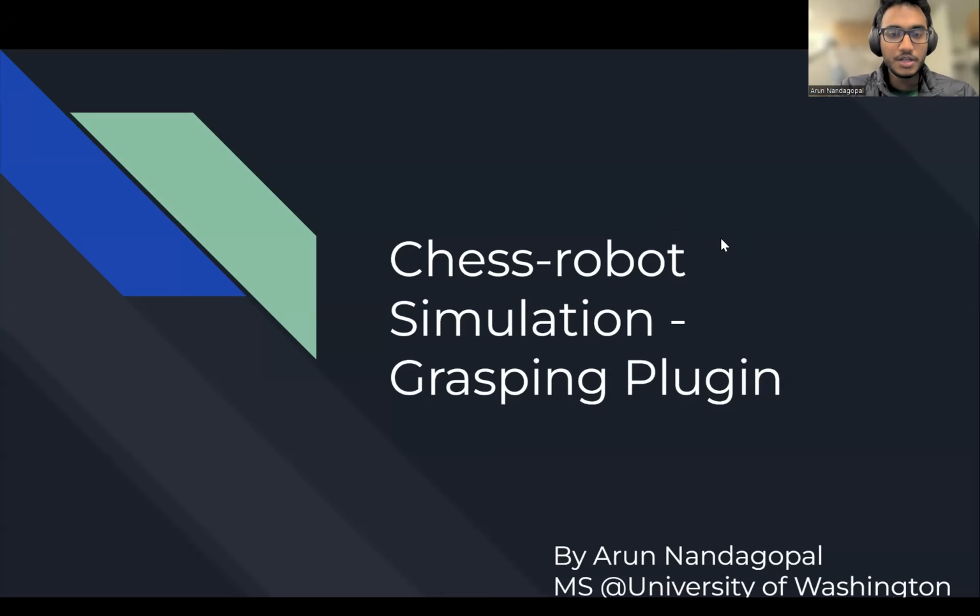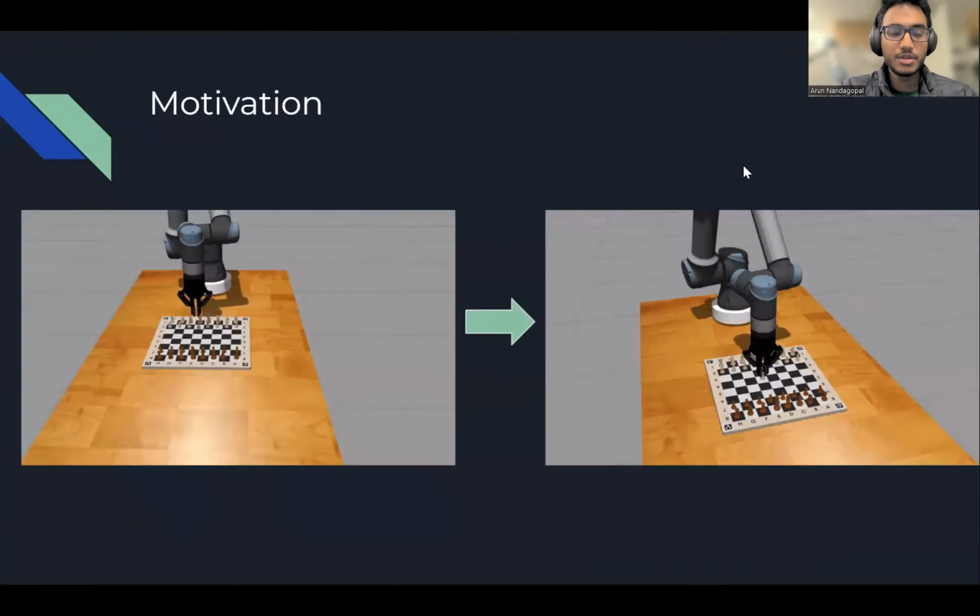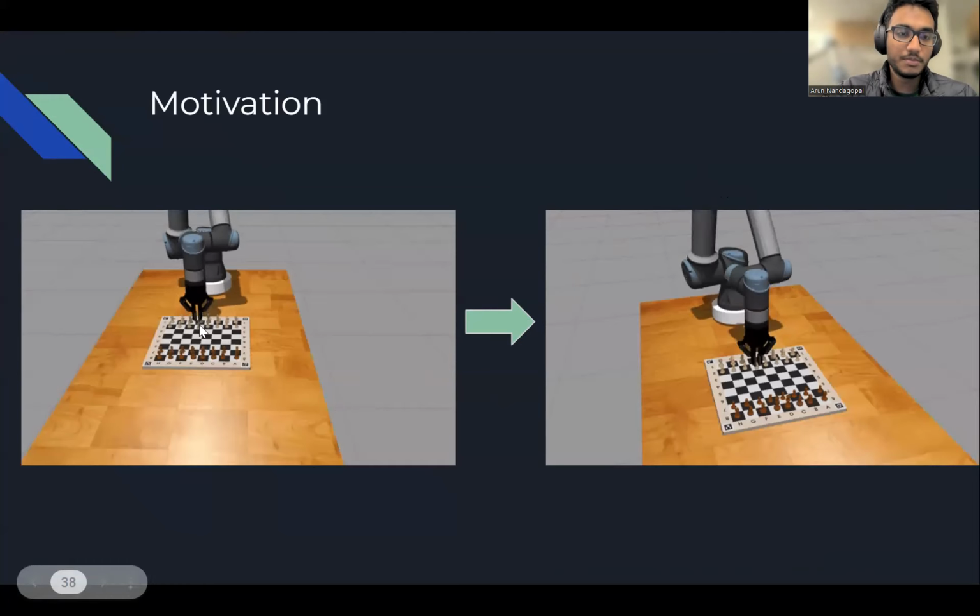Hello everyone. Today I will be speaking about a grasping plugin, which is a Gazebo plugin that would help us simulate pick and place much easier. So the main motivation for using this plugin is that when we try to pick an object, for example, just like the pawn here, we would not be able to grip it in such a way that we could lift it and then place it.